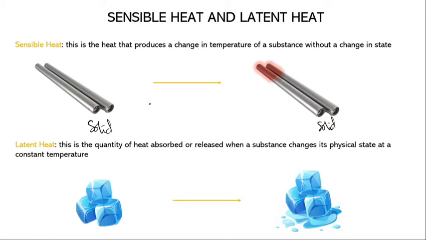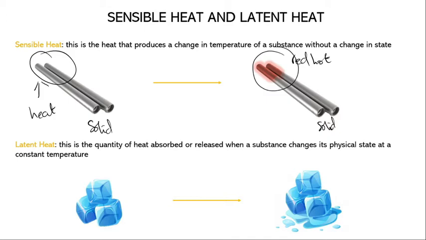The only difference between these two metal bars is that the tip over here has been subjected to heat, and over here it is red hot. That is, the temperature at the tip over here and the temperature over here are not the same. So we have a change in temperature, but we do not have a change in the state of the matter. And when that occurs, we classify that type of heat as sensible heat.